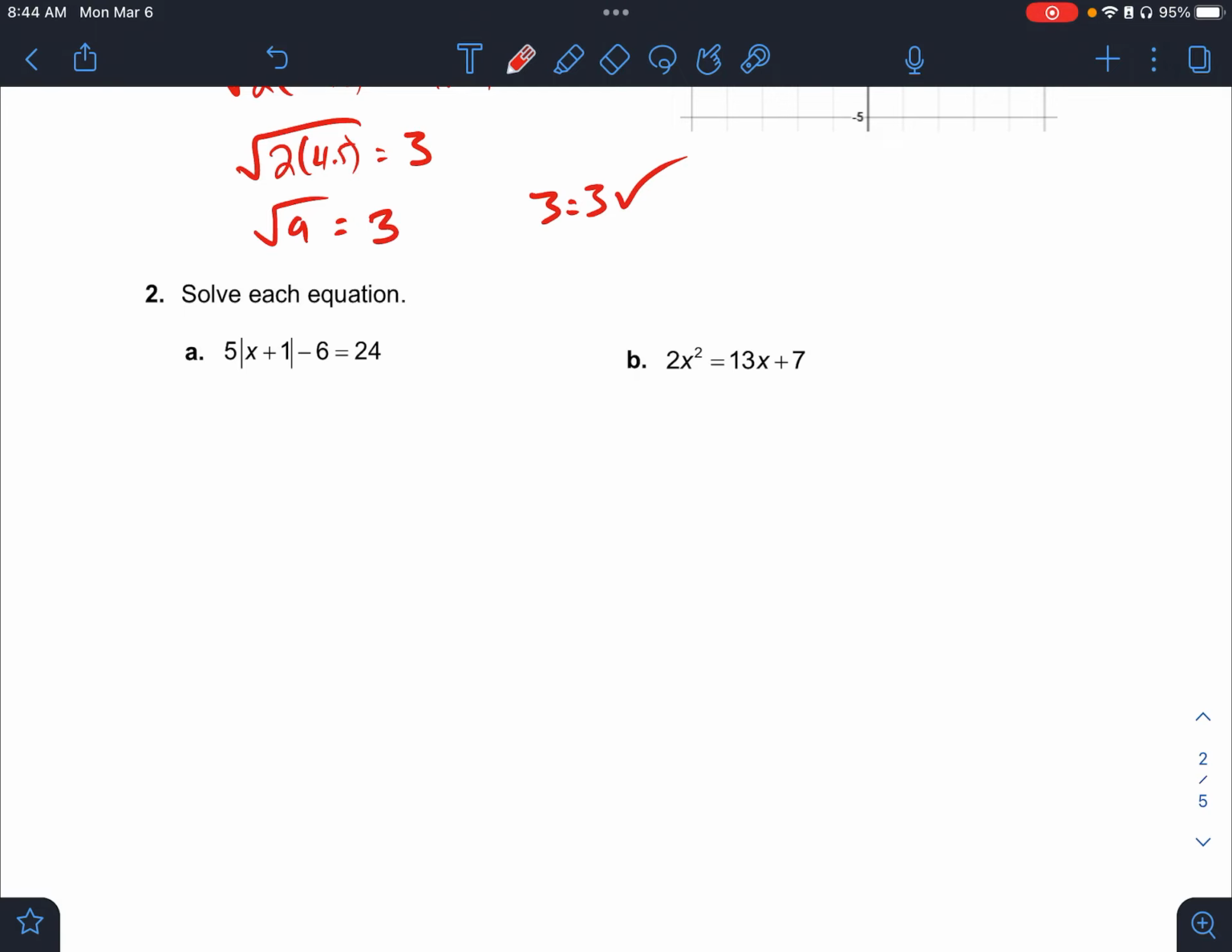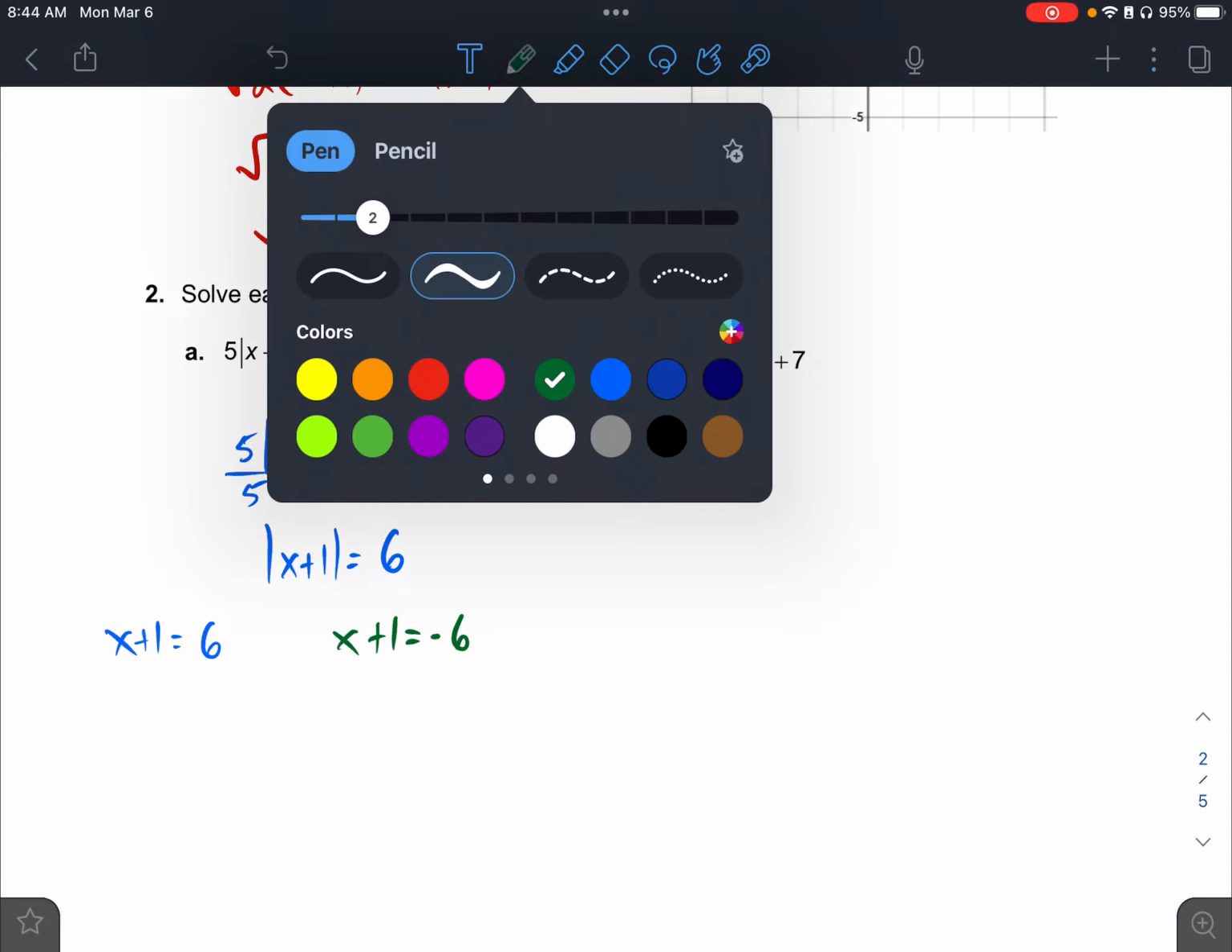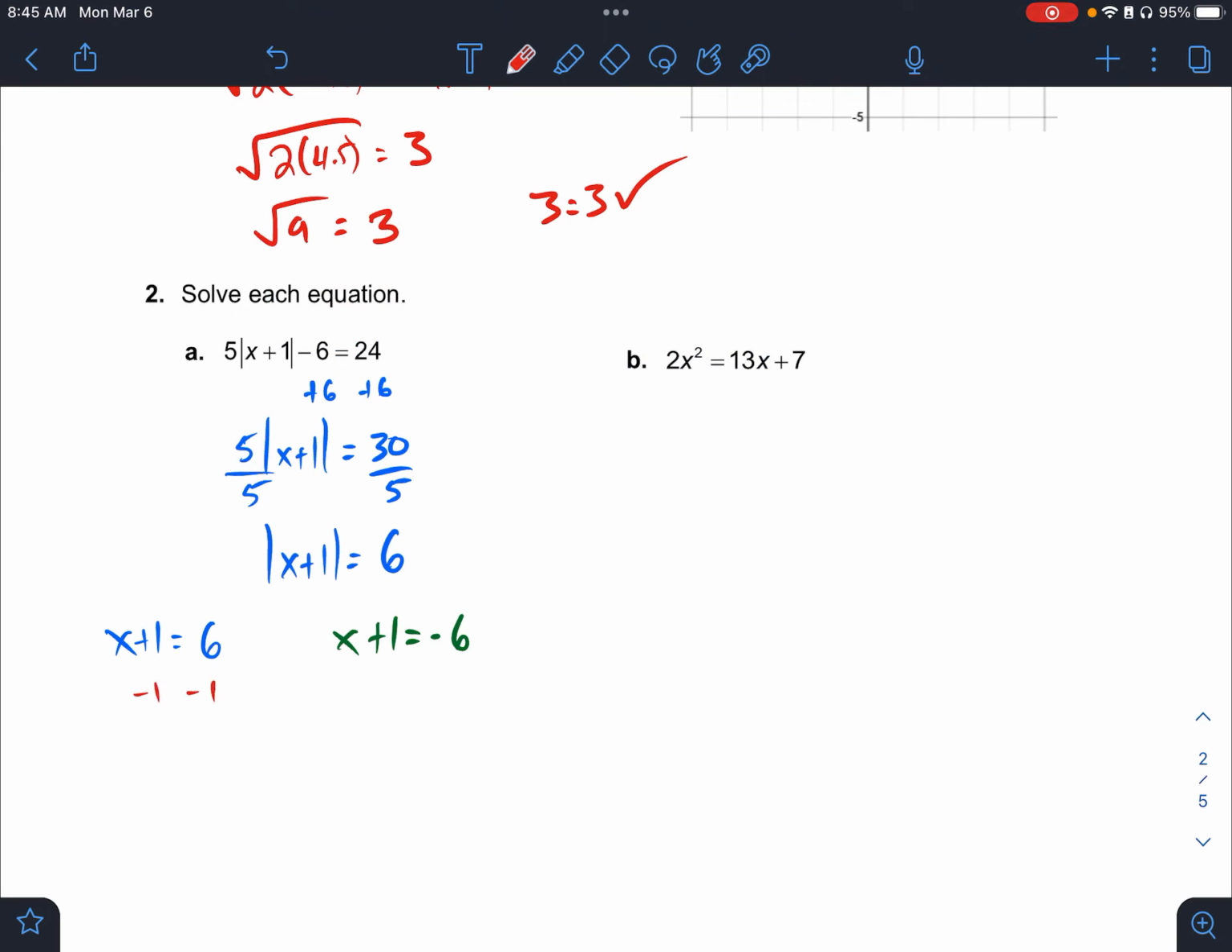As we get into solving these equations, it can be a little bit more challenging, especially absolute value, some of these types of problems. We need to get absolute value by itself. So I'm going to add 6, leaves me this equals 30, divide by 5. Absolute value x plus 1 is equal to 6. Now I have to remember absolute value, I can have two cases. I can have x plus 1 is equal to 6. I can have x plus 1 is equal to negative 6. Then I'm just solving all around. Minus 1, minus 1, minus 1, minus 1. x is equal to 5, or x is equal to negative 7. So remember with the absolute value, we should have two different answers.